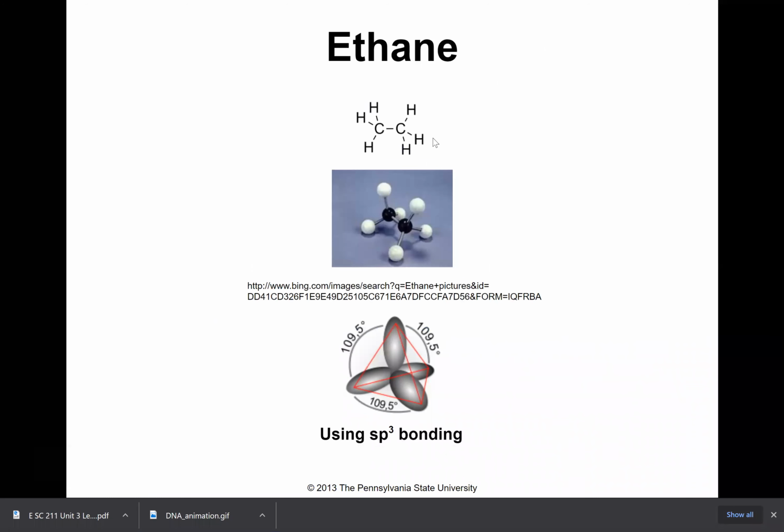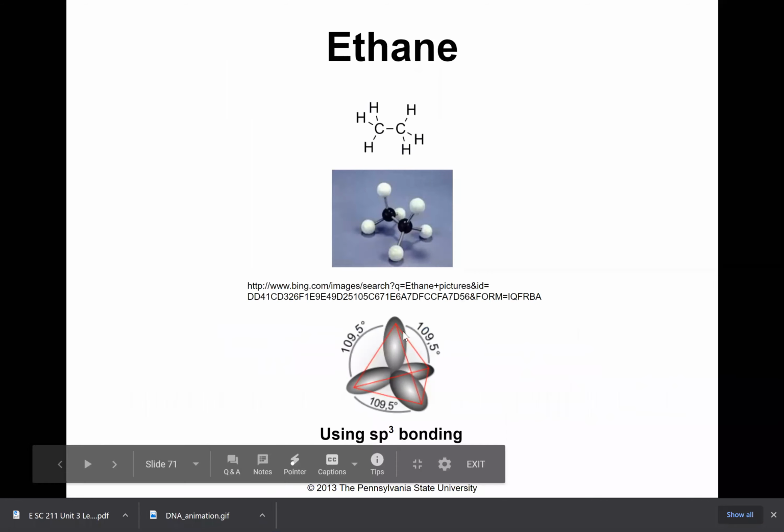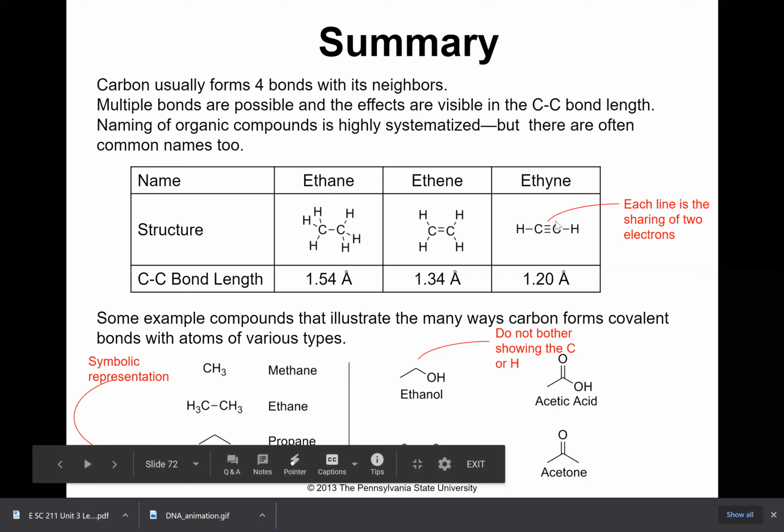Things like ethane, ethene, ethine, all those can be in a long chain. So this is only 2 carbon atoms, but you can keep adding carbon atoms to these, and the white ones are hydrogen. You can make this as long or short as you want. And this again is an sp3.